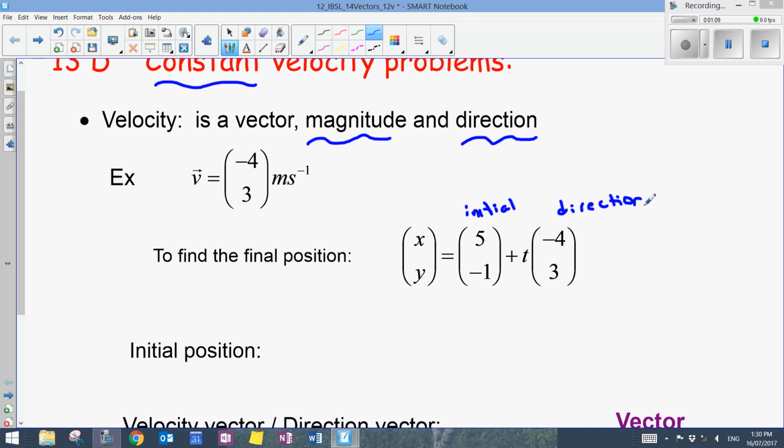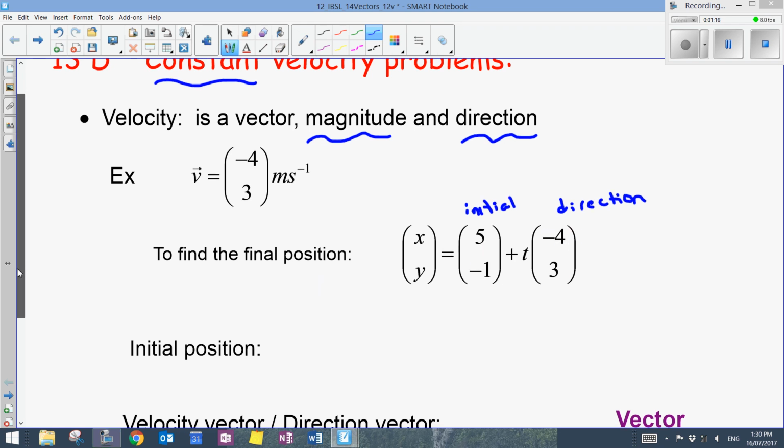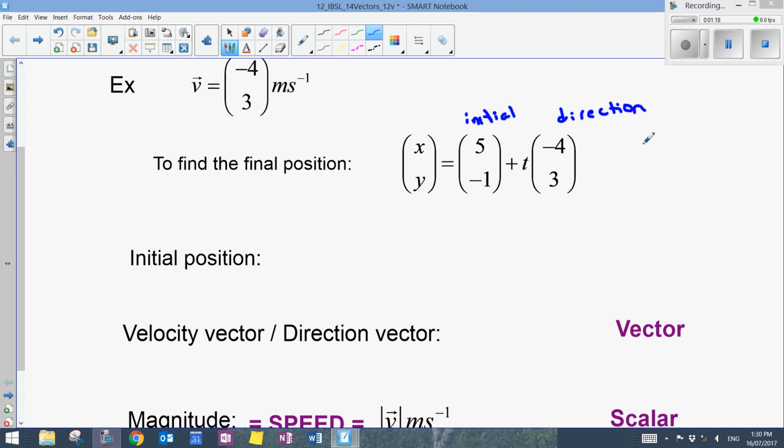So now that we're using vectors to talk about motion, we need an initial point, and then we need a direction to travel in. So if this were our path of linear motion, our initial position would be the 5, -1 as our position vector, or we can also talk about it as the point 5, -1. Then we also have our velocity, our direction vector, which is the -4, 3.